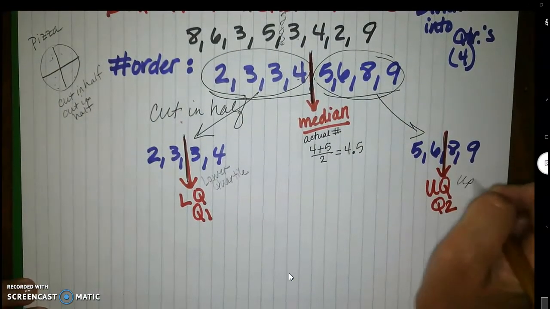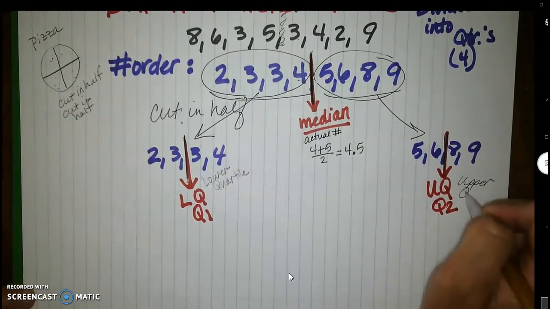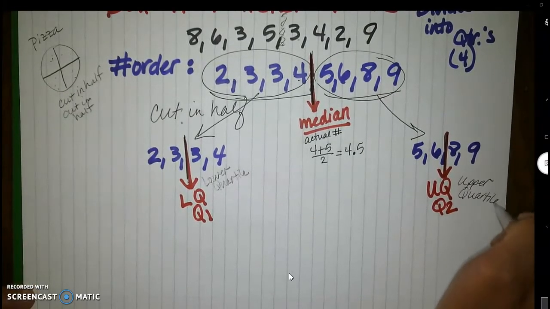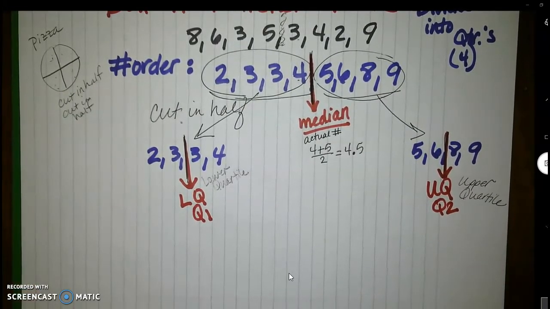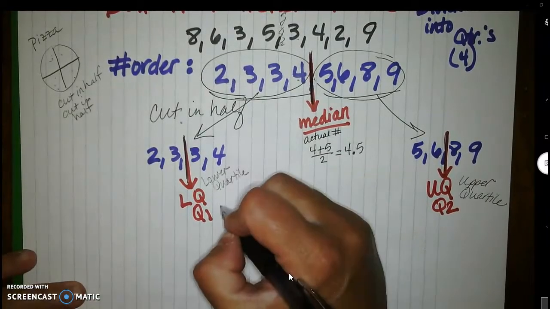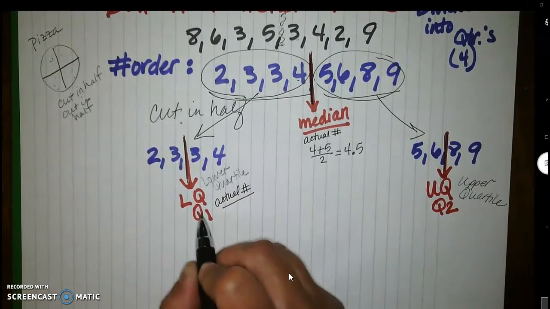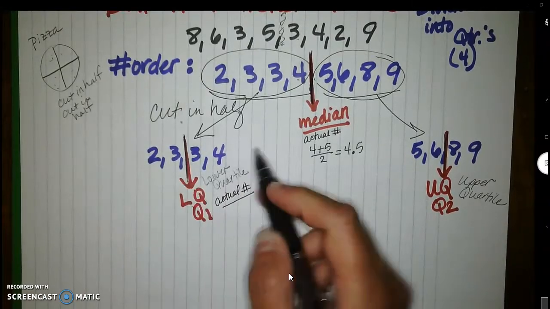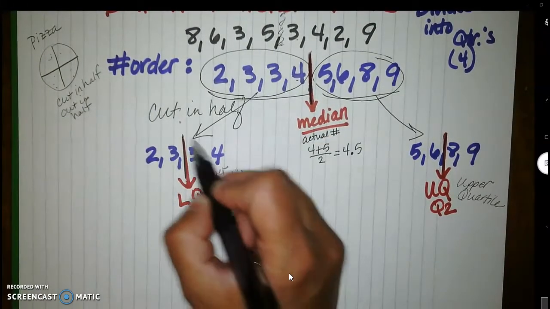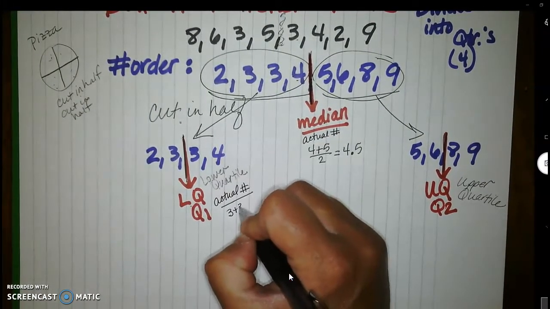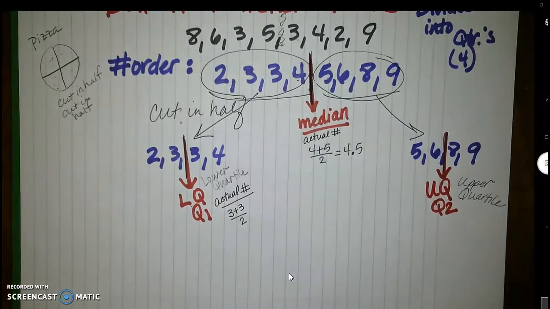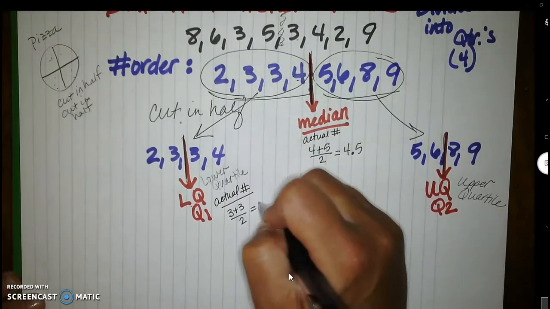Okay, and again, we're just lazy, and so we don't always write out these names. Okay, now let's go find these actual numbers. What is the actual lower quartile? What is this number? So same thing, when you have two of them, remember you have to add them and divide by 2. So 3 plus 3 is 6, divided by 2 is 3.